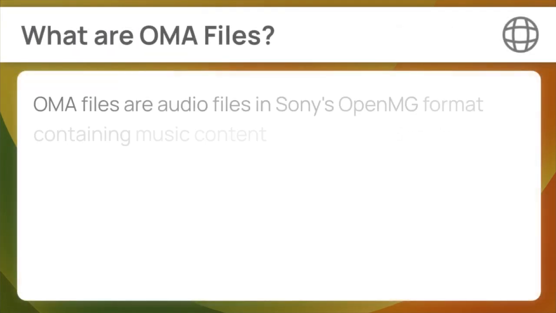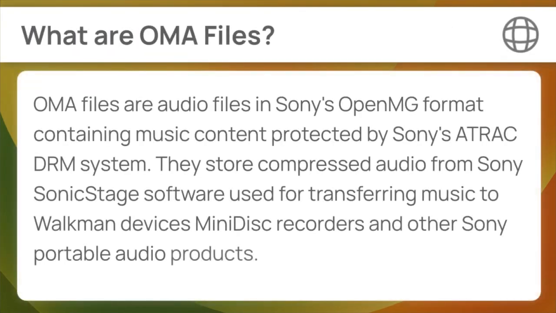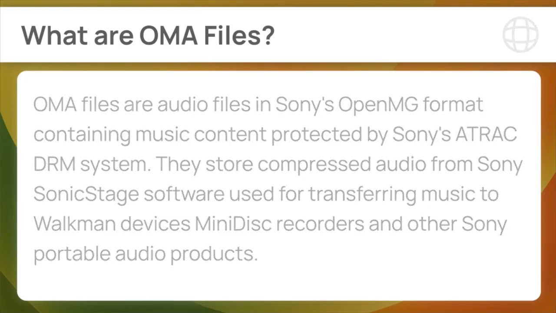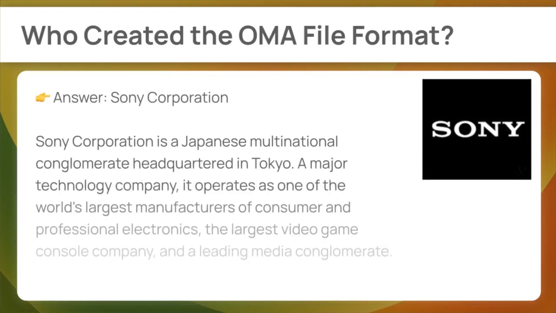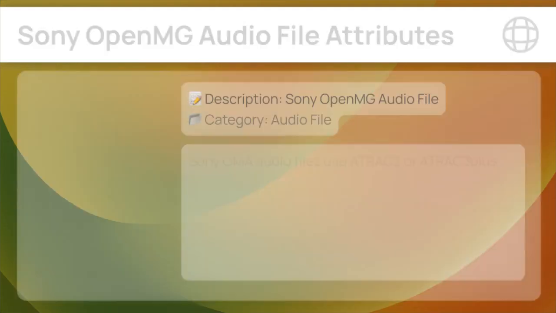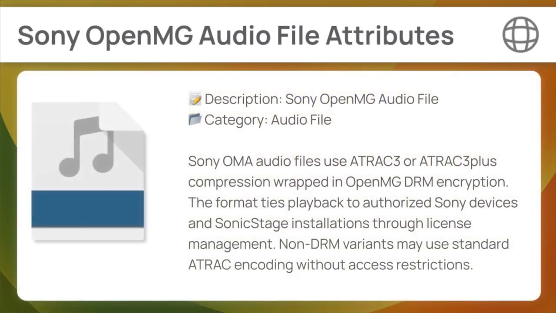OMA files are audio files in Sony's OpenMG format containing music content protected by Sony's ATRAC DRM system. They store compressed audio from Sony SonicStage software used for transferring music to Walkman devices, MiniDisc recorders, and other Sony portable audio products. Sony OMA audio files use ATRAC 3 or ATRAC 3 Plus compression wrapped in OpenMG DRM encryption.